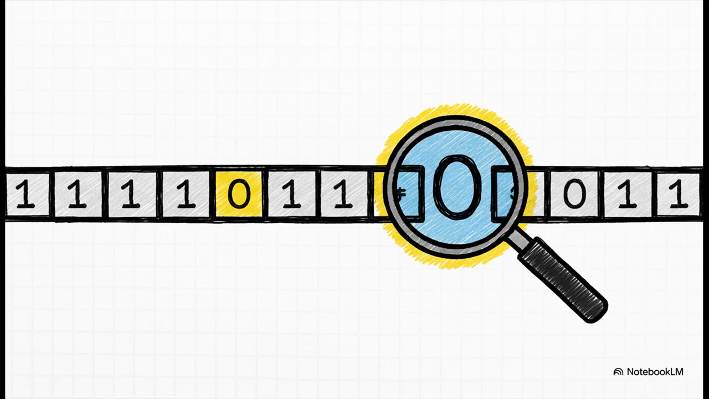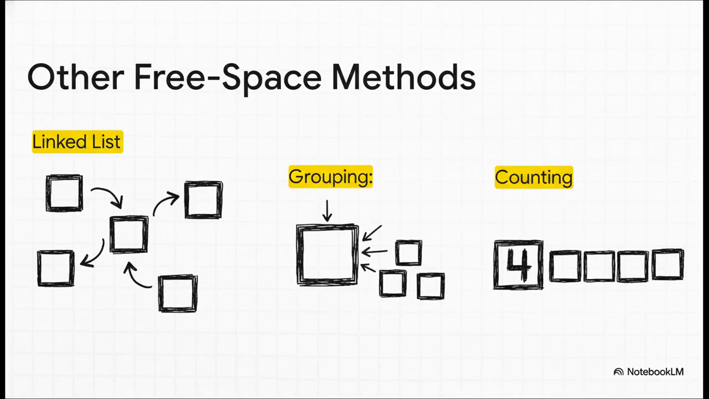So when the OS needs to find a free spot for a new file, it just scans this list for the first 0 it can find. It's pretty simple, but really effective. And the bit vector is just one way to do it. The OS has other clever methods, like creating a linked list of just the empty blocks, or grouping them together. Each one is just a different strategy to solve that same fundamental puzzle. Where on earth can I put this new data?